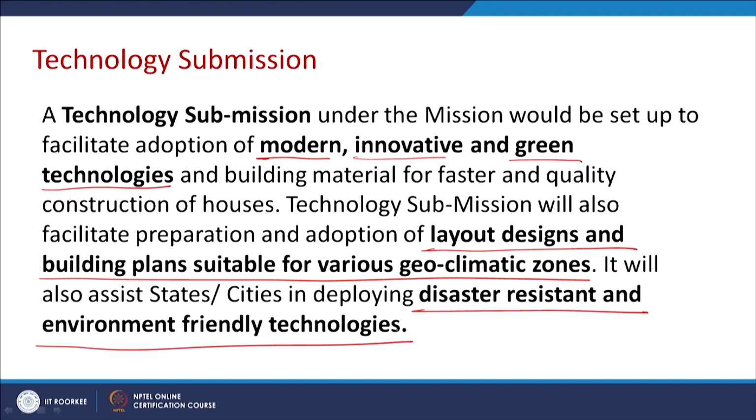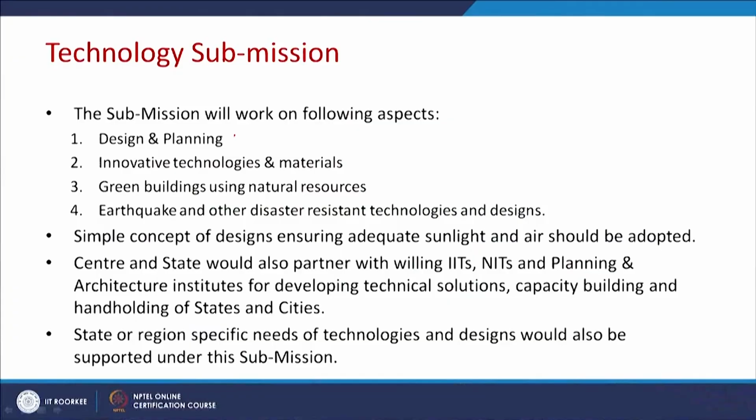So far it has identified 16 such technologies which will be developed, nurtured and encouraged to be used by the state governments for their housing projects in all the cities. So, the technology sub-mission definitely is a new addition in Pradhan Mantri Awas Yojana, which was not there in earlier schemes. Under this technology sub-mission it has 4 aspects: design and planning, innovative technology and material, green buildings using natural resources, and earthquake and disaster resistant technologies. So, this is all about the Pradhan Mantri Awas Yojana and the technology sub-mission.